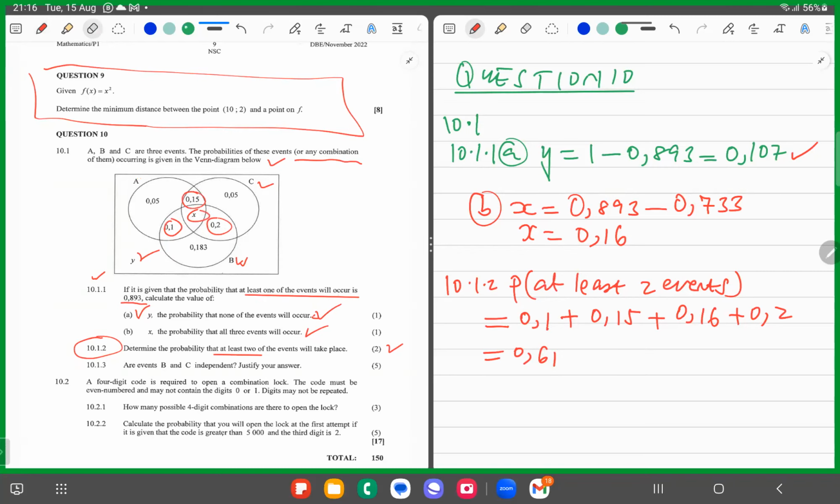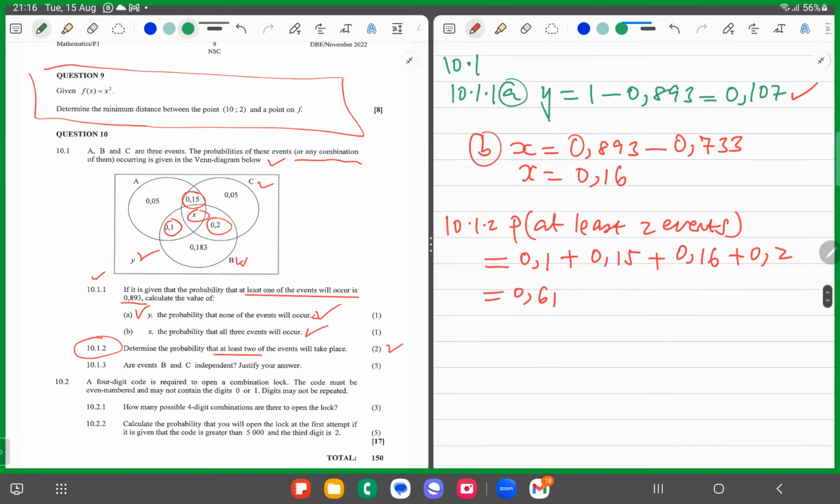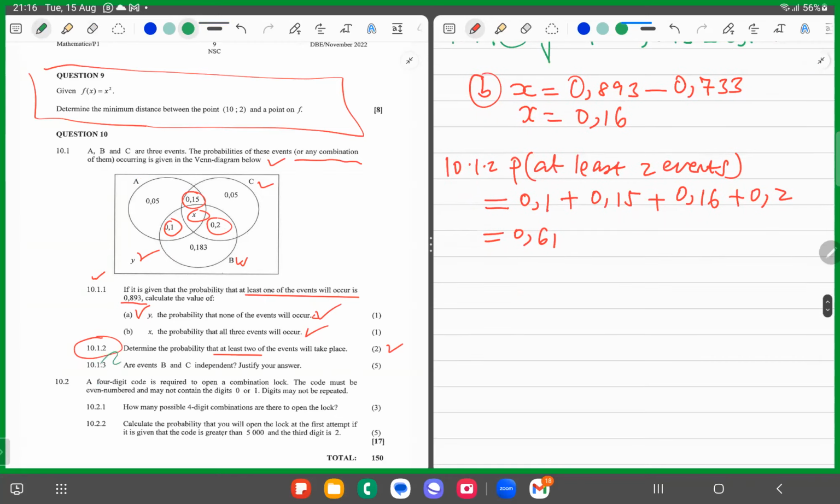The next question is what the examiner is looking for, 10.1.3. Are events B and C independent? Justify your answer. Are events B and C independent? Justify your answer. Right, so let's just check that one. Independence of B and C.